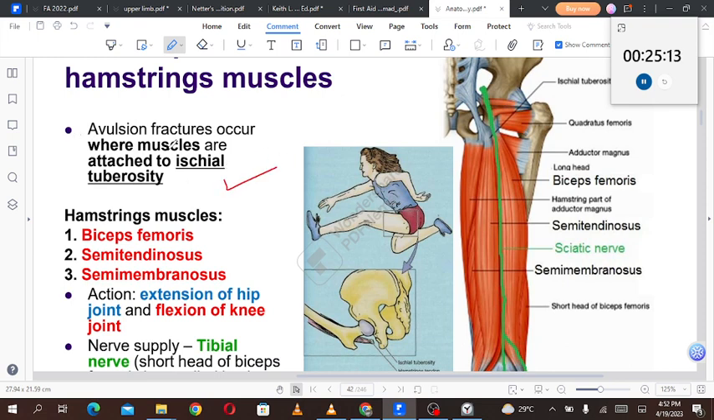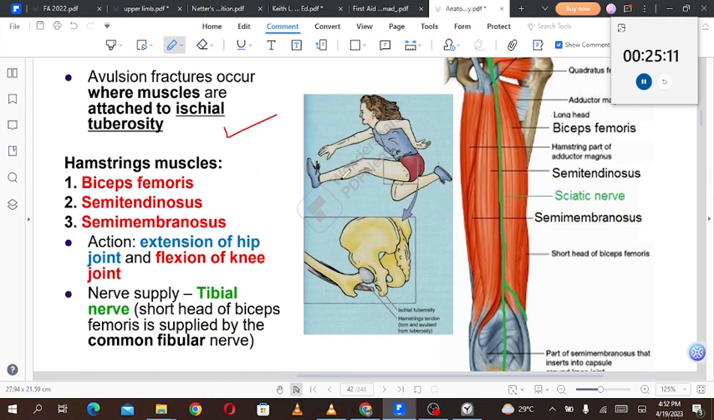Avulsion occurs where the muscles are attached to the ischial tuberosity. The hamstring muscles, biceps femoris, semitendinosus and semimembranosus: normally muscles can elongate up to a limit, but that is not true for the hamstring muscles. They can elongate up to the full capacity of the muscle, and after that there is avulsion. These three muscles can be avulsed from the site of attachment, the ischial tuberosity.